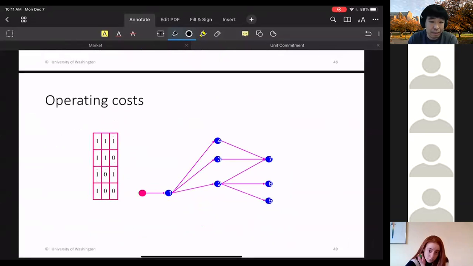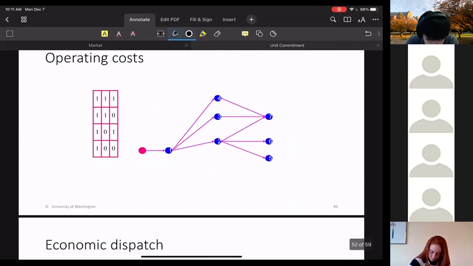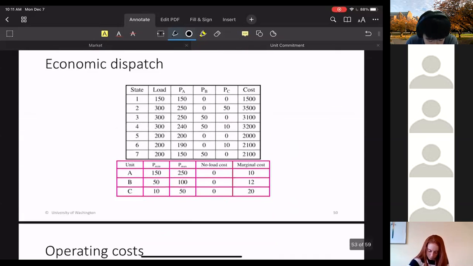So let's figure out the cost for each one of these. We're going to look at the economic dispatch for all of these. There are 7 states, 7 circles that we can live in. So we're going to exhaustively go through all of them and solve economic dispatch.